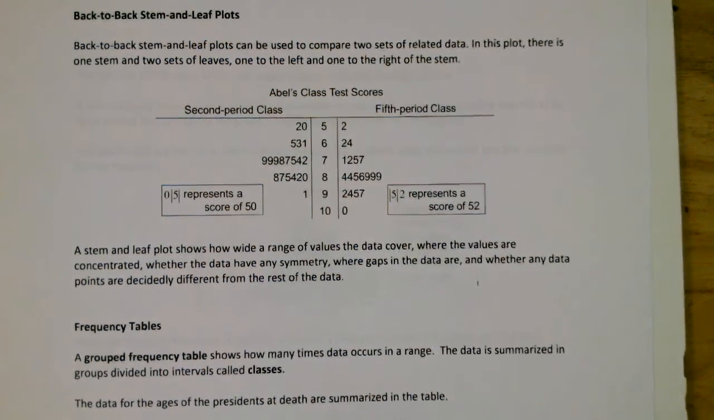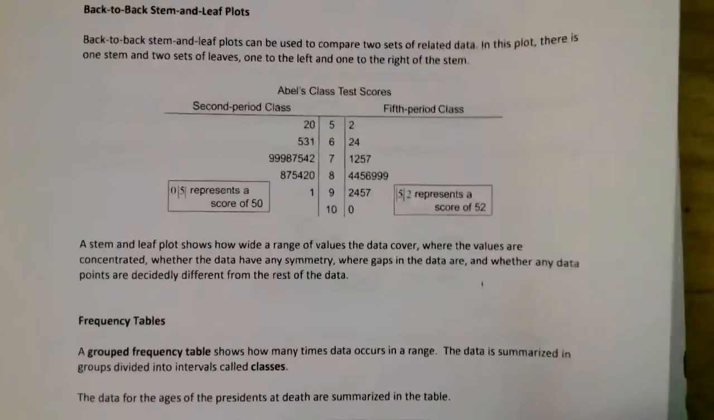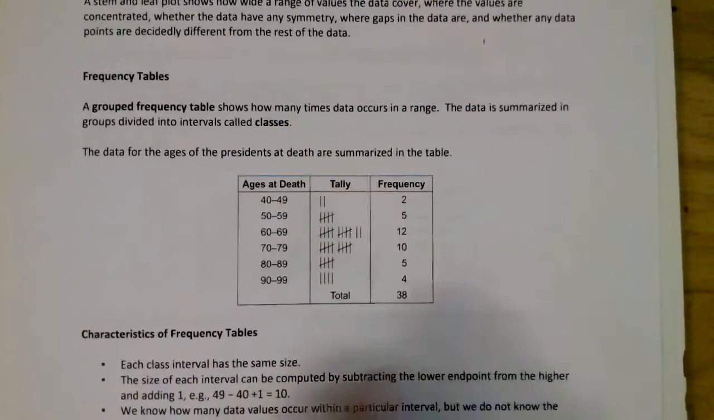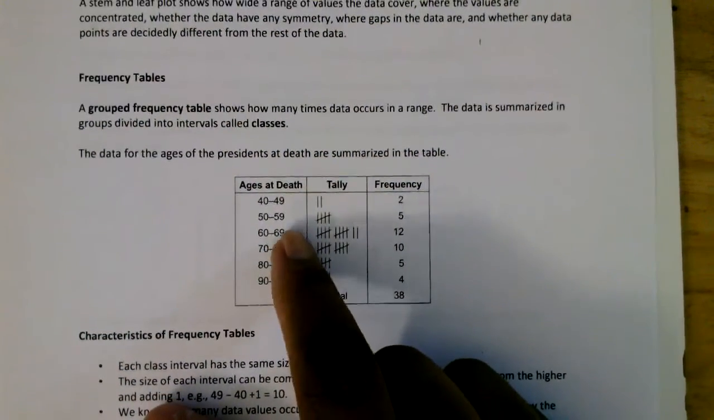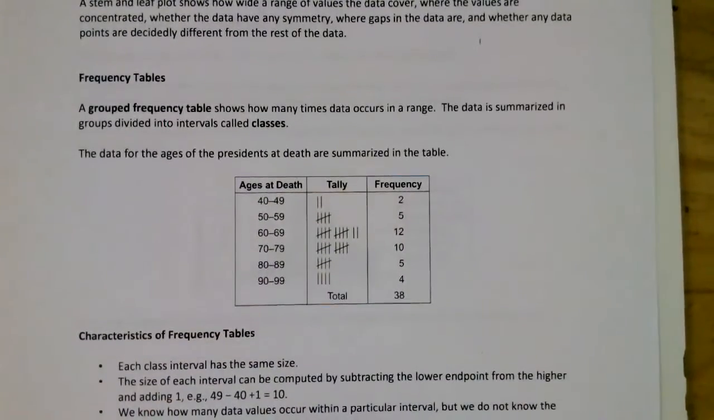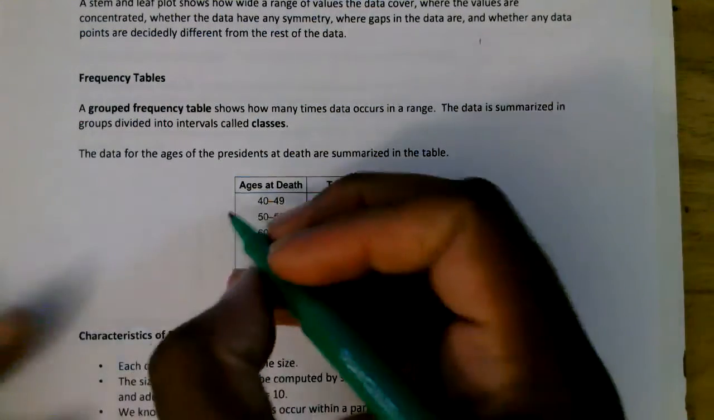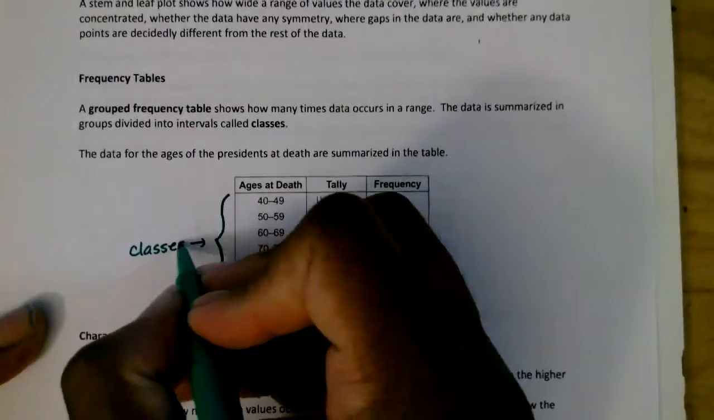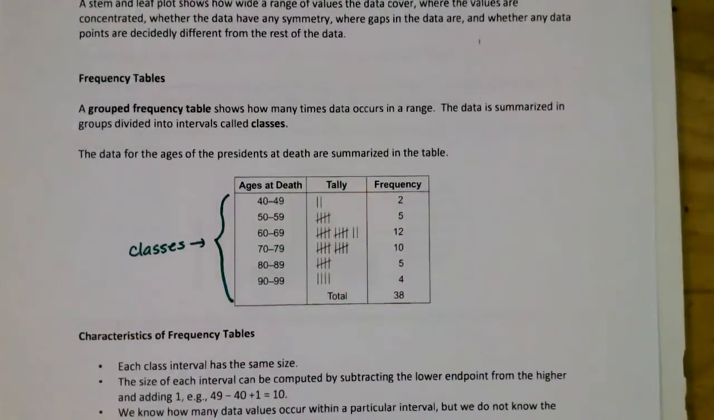All right, next we'll look at frequency tables. Now here, a group frequency table shows how many times data occurs in a range. The data is summarized in groups divided into intervals called classes. So in this case, if we were looking at the data for ages of presidents' death, here on the left-hand side, these are called classes because it is a range, and we call those classes. From 40 to 49, 50 to 59, 60 to 69, and so on. Those intervals are called classes.